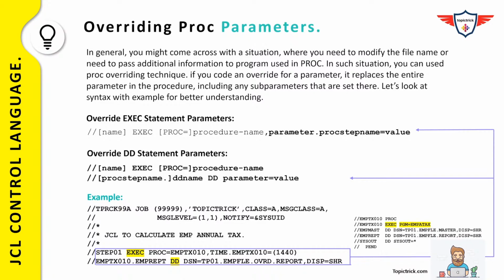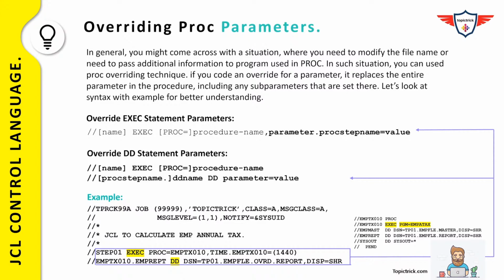The next step is STEP01, which is actually an execute statement, and this execute statement is invoking or executing the catalog procedure EMPTX010. And what I'm doing is I'm just adding a keyword parameter, that is the TIME parameter, to the proc. And if you see the proc on the right hand side of your screen, you'll notice that there is no TIME parameter. So this is an additional parameter I'm adding to a step, that is EMPTX010. And for this reason, I've specified the keyword TIME dot the step name of that particular proc, that is EMPTX010, and after that I've specified the value.